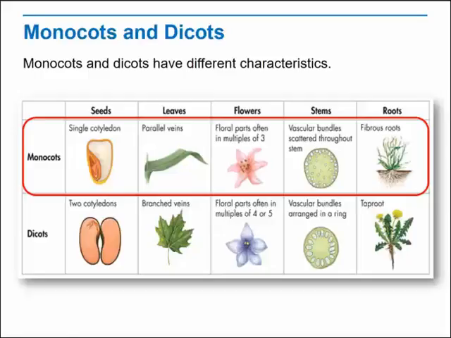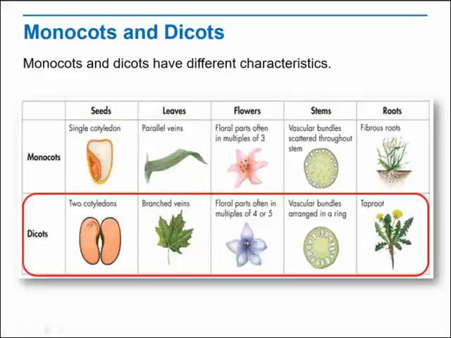Monocots include plants such as corn, wheat, lilies, orchids, and palms. Monocot grasses, especially wheat, corn, and rice, have the important distinction of being the first plants to be cultivated in mass quantities for food. Dicots include roses, clover, tomatoes, oaks, and daisies.